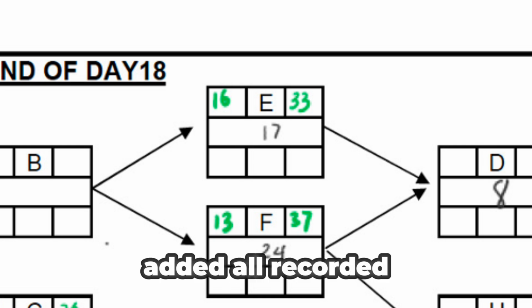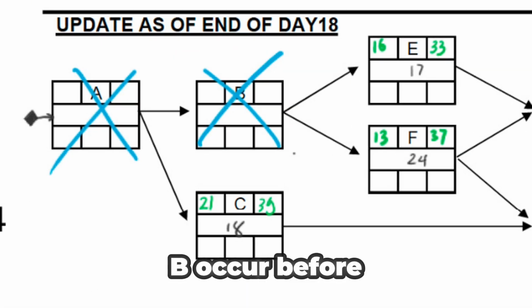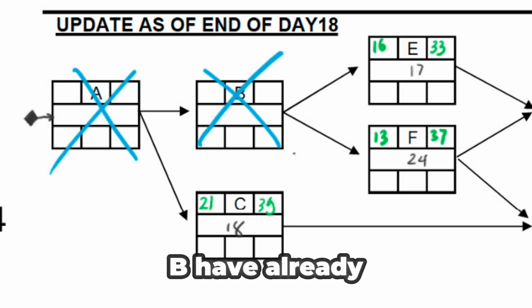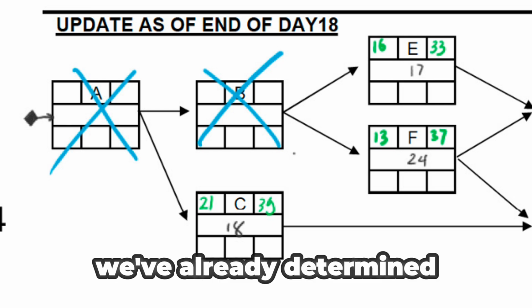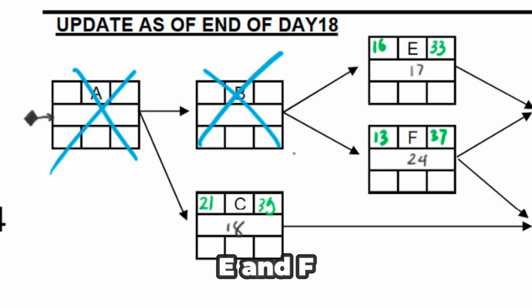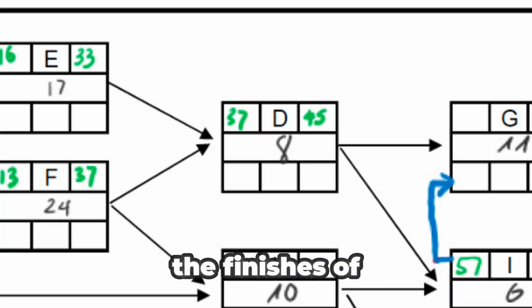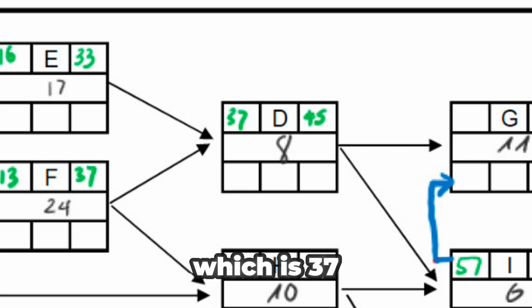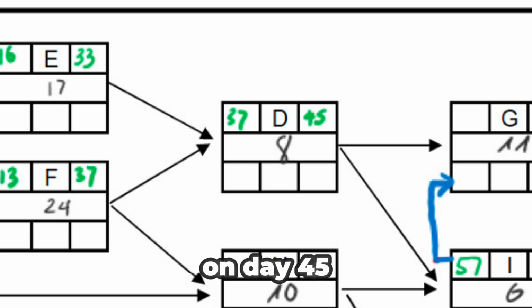Now that we've added all recorded changes, let's proceed with the forward pass. Activities A and B occur before E, which starts on day 16. The status date is day 18, so A and B have already been completed on schedule, meaning we don't need to calculate them. We've already determined the values for C, E, and F. Now let's move to Activity D. It depends on the finishes of both E and F. Taking the later finish date, which is 37, D will start on day 37. With a duration of 8 days, it will finish on day 45.